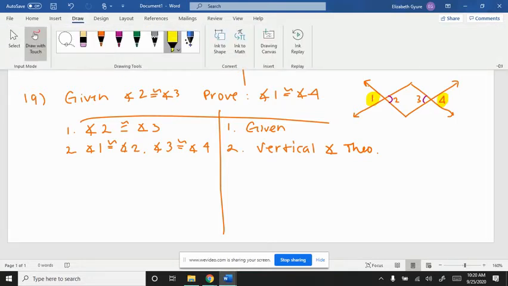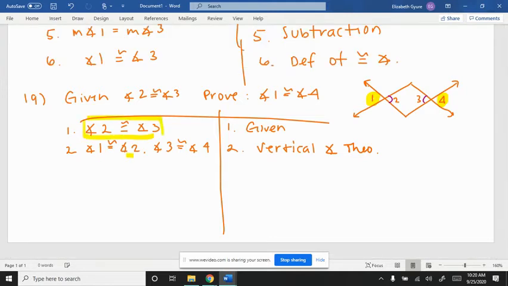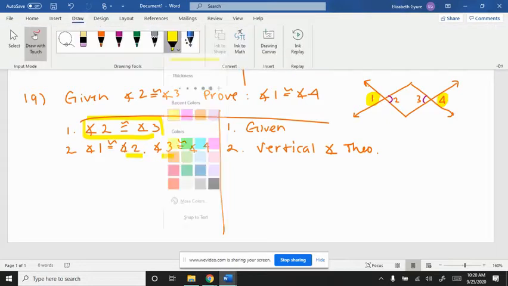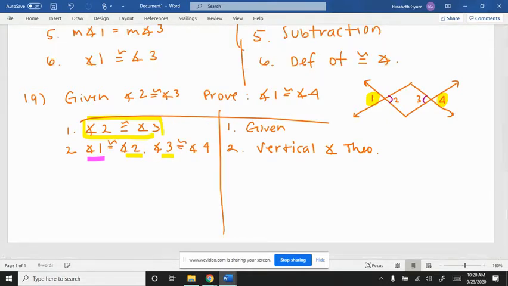Well, I'll have you tell me what you did in a second. But if you take a look at your given, aren't angles 2 and 3 congruent? And if angles 2 and 3 are congruent, can we then conclude that 1 and 4 will be congruent as well? Yeah, that's just like the transitive property.